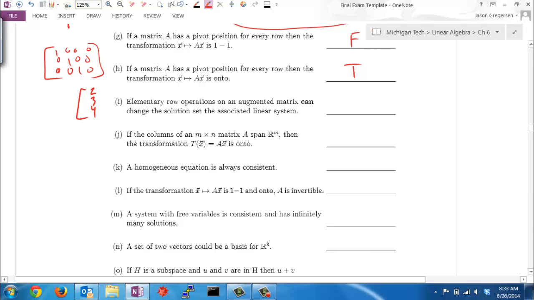Next one, elementary row operations on an augmented matrix can change the solution set to the associated linear system. That one is false. It cannot. That's why we do the row reduction, because we know we're not changing the solutions, but we're getting a simpler system.